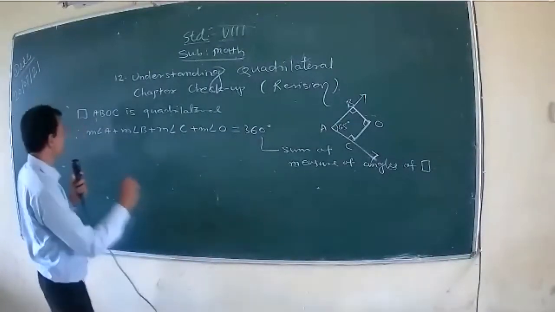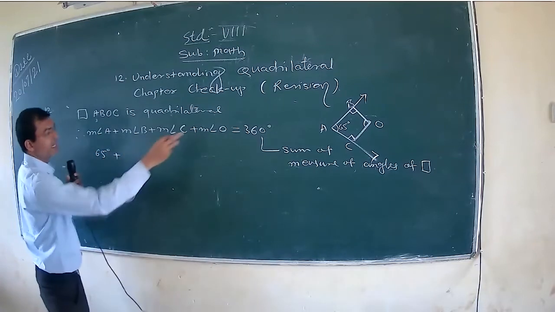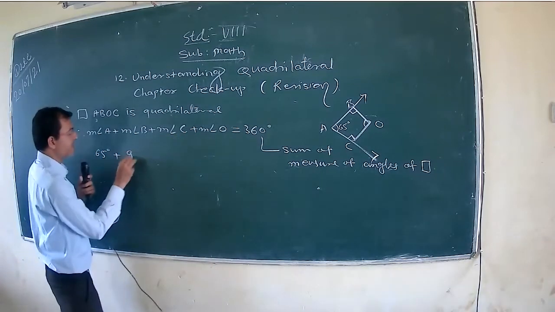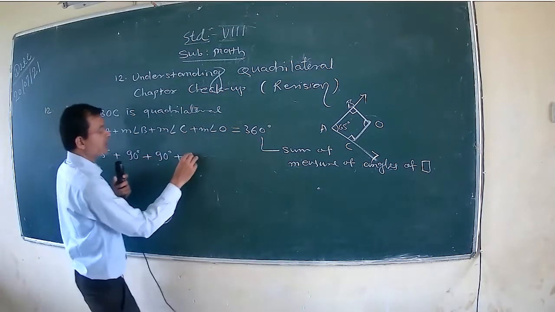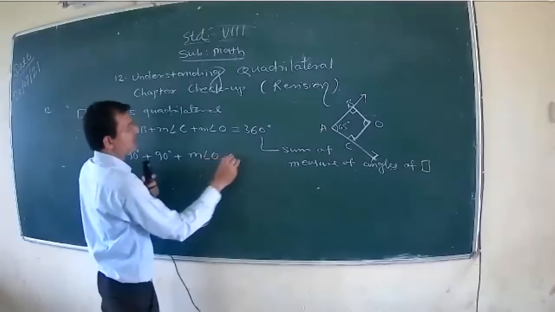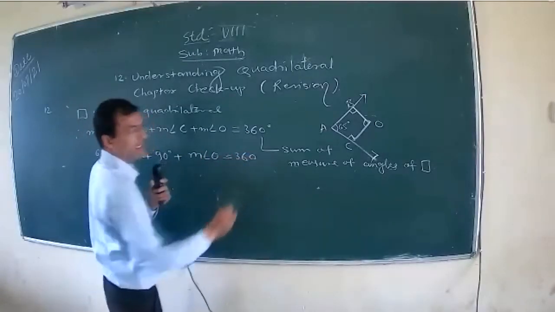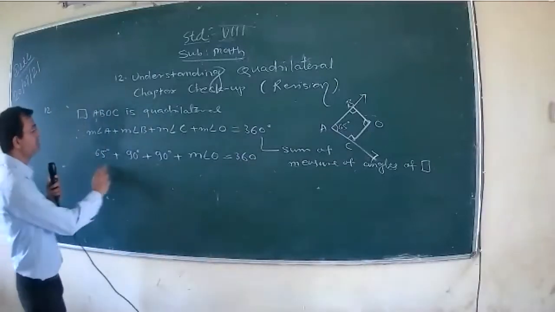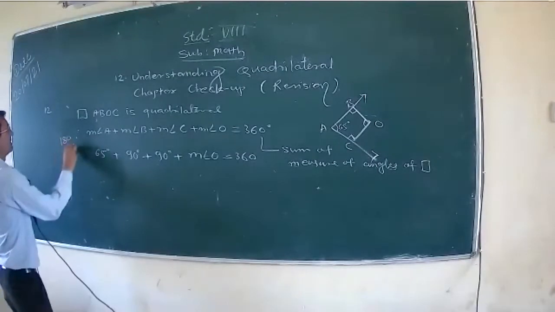Angle A is given, that is 65 degree. Measurement of angle B you know very well, this is 90 degree. Angle C is also 90 degree. But angle O, that you have to find, so keep it as it is. So this will be equal to 360 degree. Now you have to add these three angles. 180 plus 65, how many?